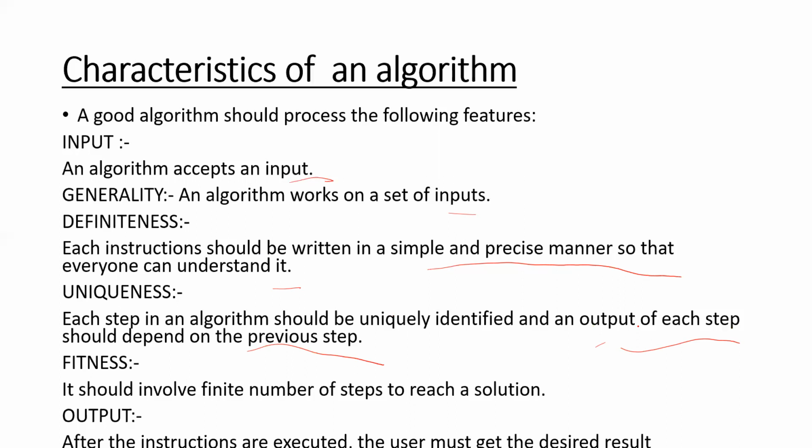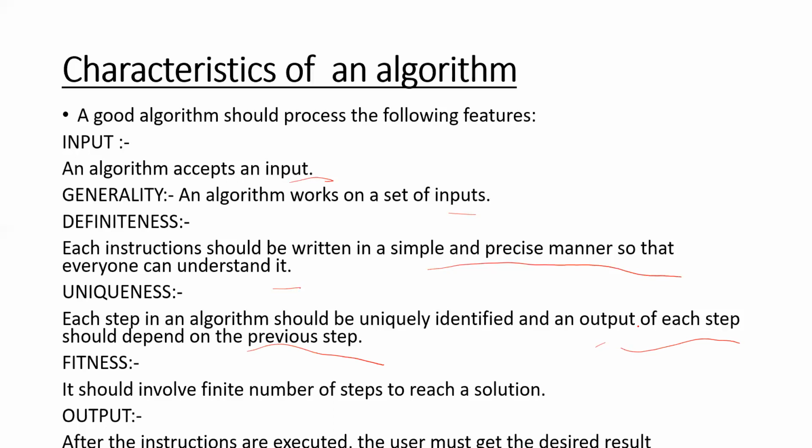Finiteness: it should involve a finite number of steps to reach a solution. So the number of steps should be limited. After the instructions are executed, the user must get the desired result, and the output can be varied by giving certain sample values.